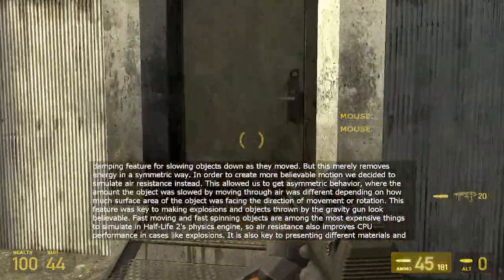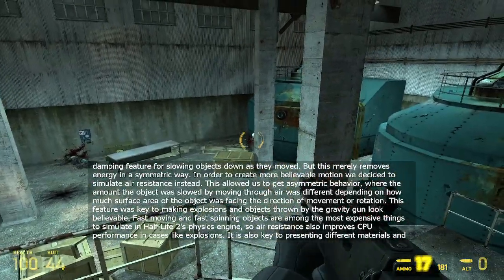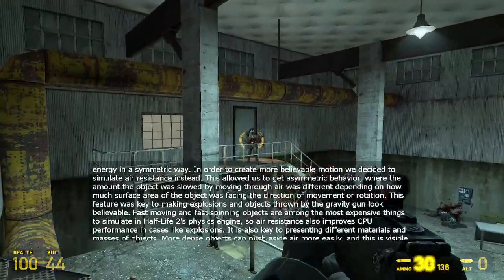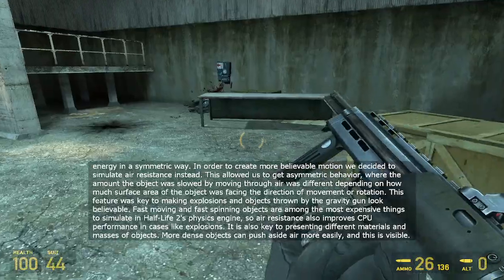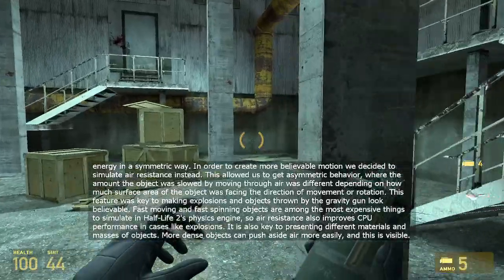This allowed us to get asymmetric behavior, where the amount the object was slowed by moving through the air was different depending on how much surface area of the object was facing the direction of movement or rotation. This feature was key to making explosions and objects thrown by the gravity gun look believable.